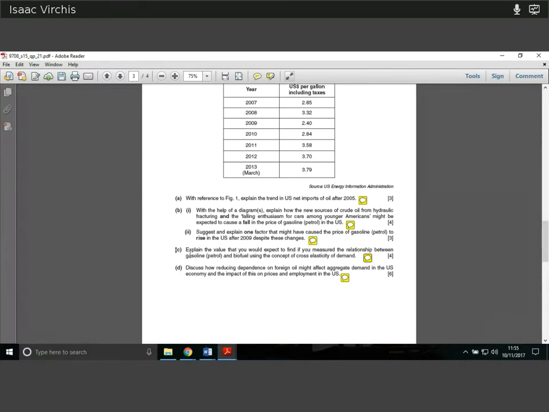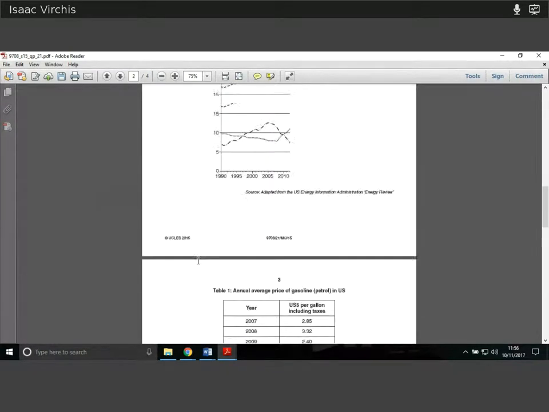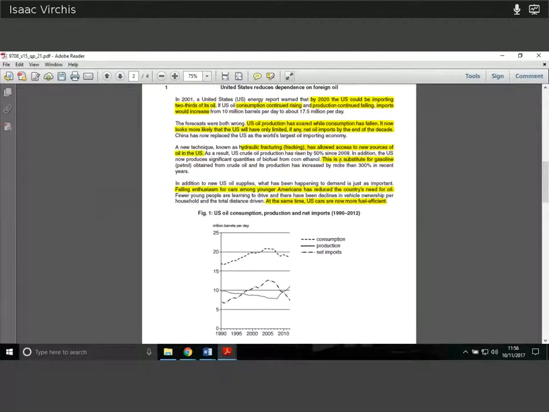Question C here: we have to explain the value you would expect to find if you measure the relationship between gasoline and biofuel. Use the concept of cross-price elasticity. So what do we think here? We go back to our data where it talks about gasoline and biofuel. It says here, significant quantities of biofuel from corn ethanol, and this is a substitute for gasoline.